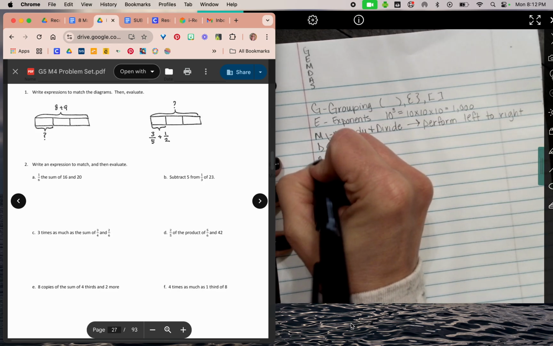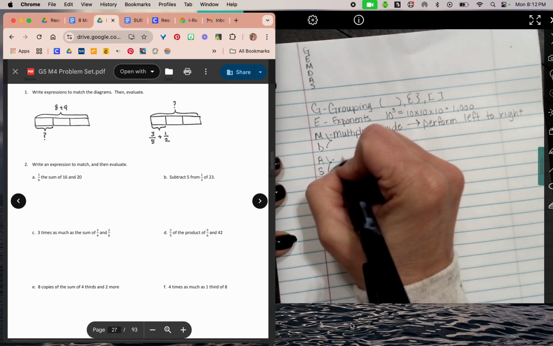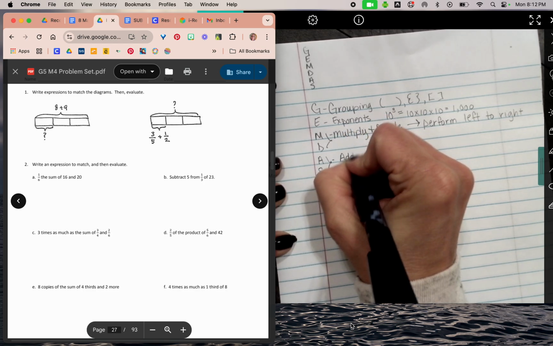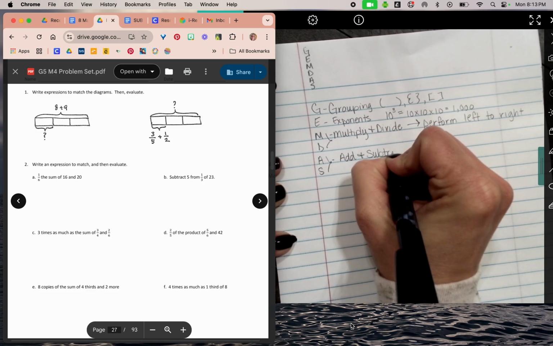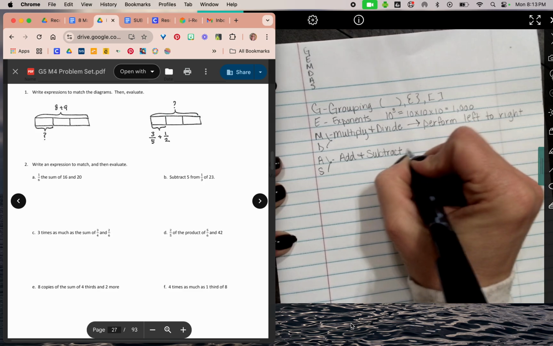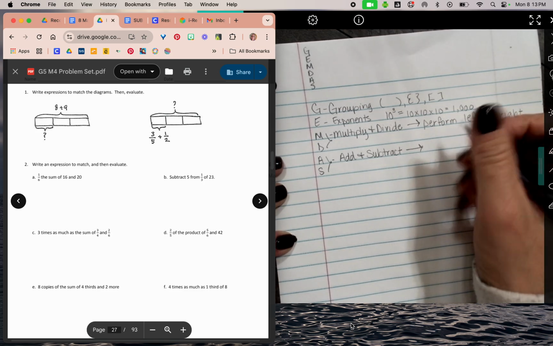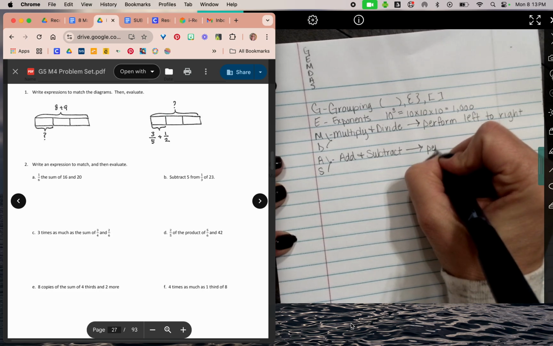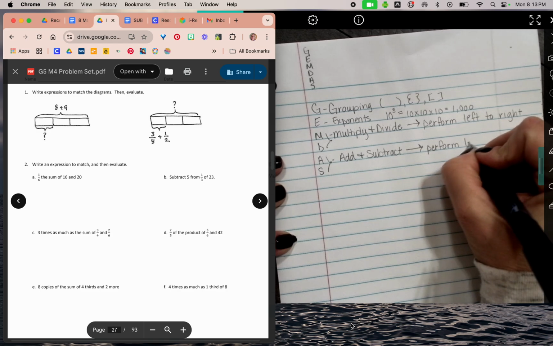And then our last two, the A and the S, are the same, except for these are going to be our addition and subtraction. And they are equal operations as well, so we are just going to perform those as we see them going left to right.